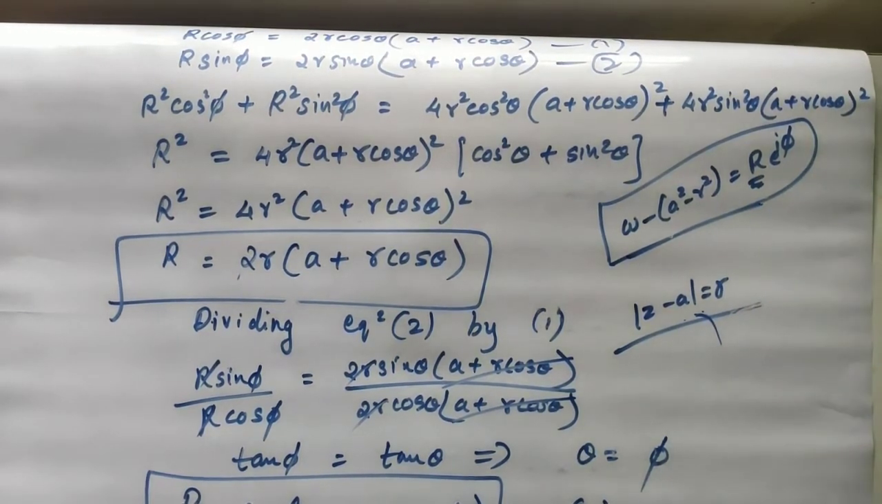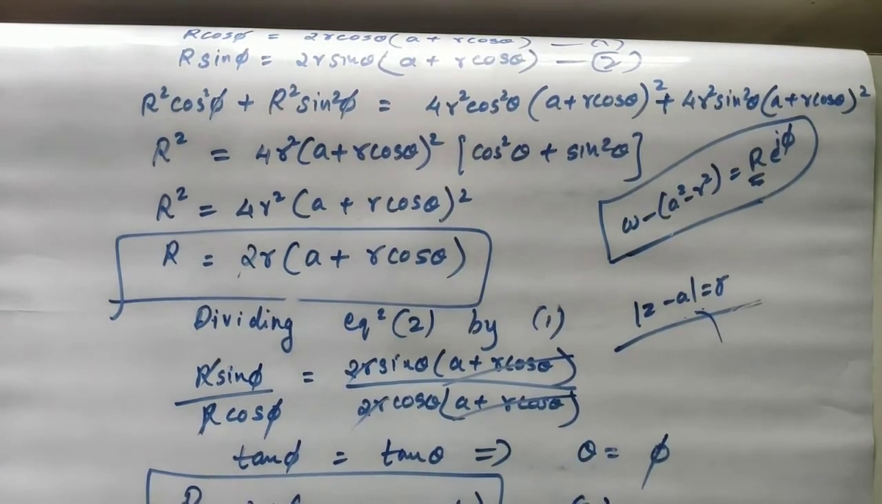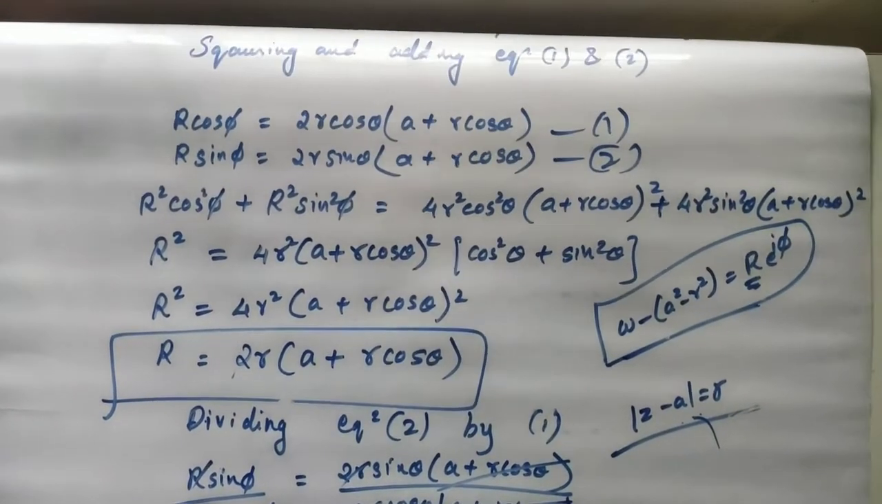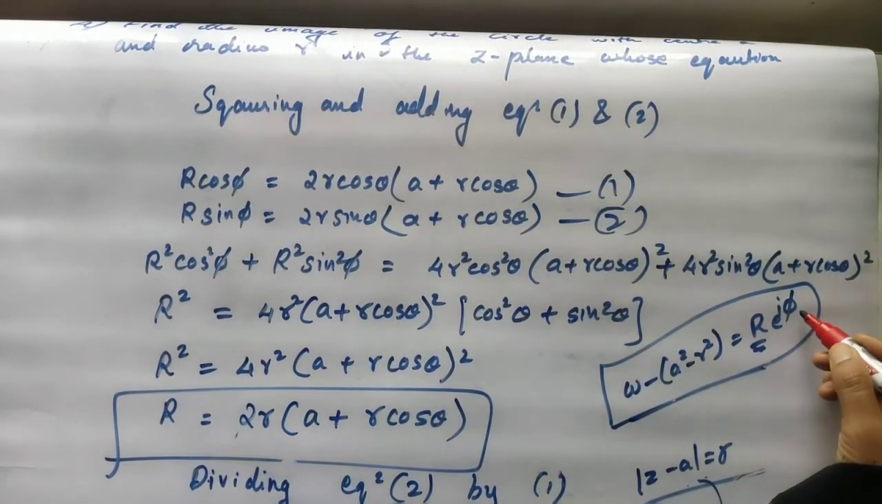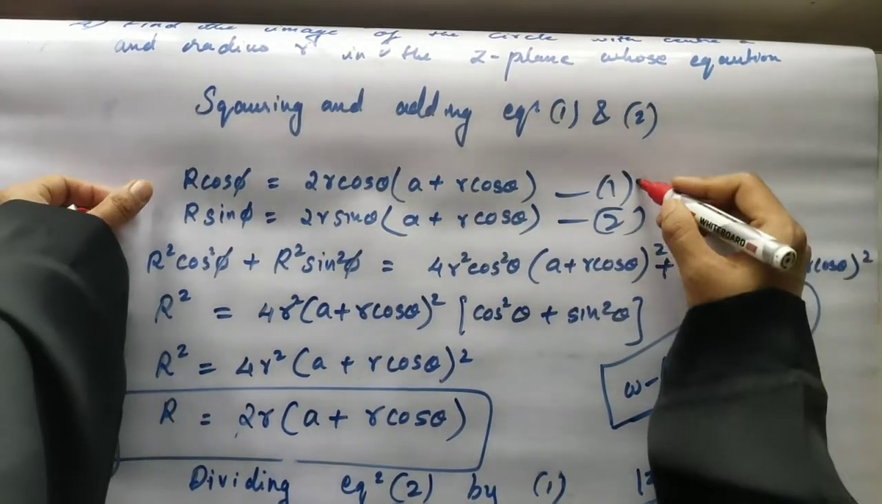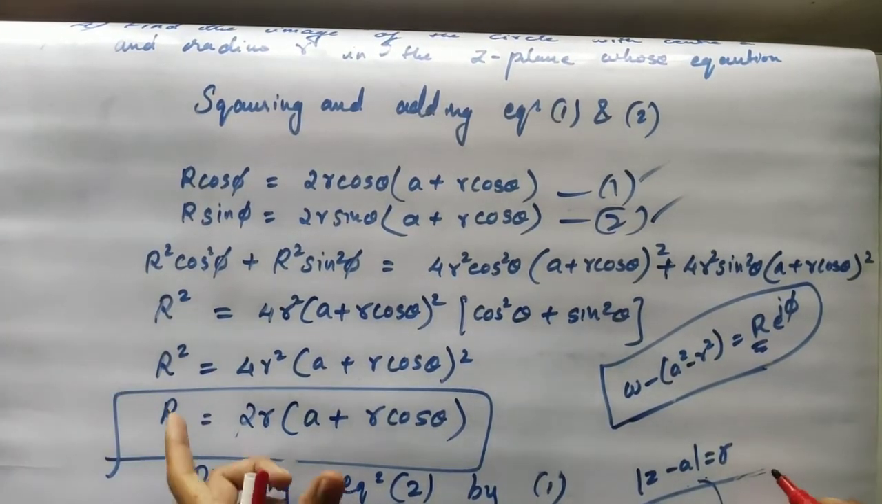Before that you also had done certain simplifications on the right hand side. You need to even practice those. After that, once you separate the real and imaginary part, substituting this part as r into e to power i phi, separate the real and imaginary parts, call them equation 1 and equation 2, square and add equation 1 and 2, you get this equation.